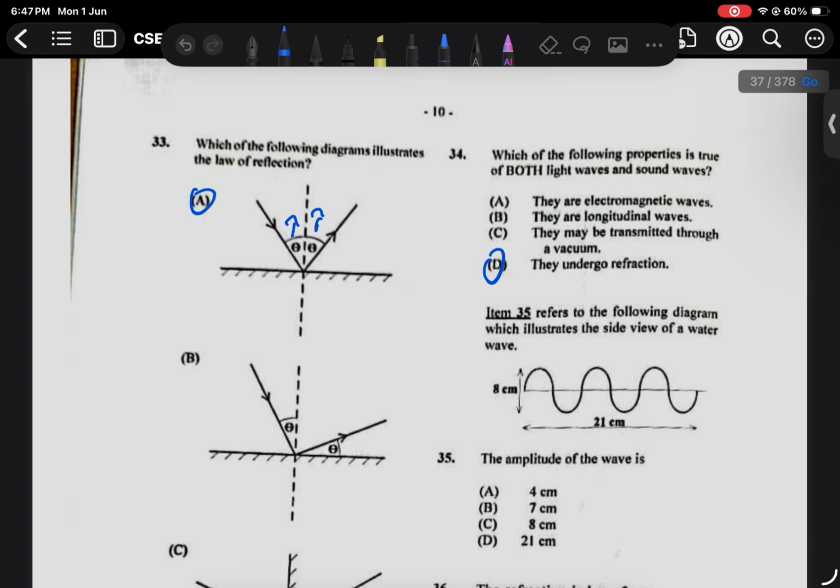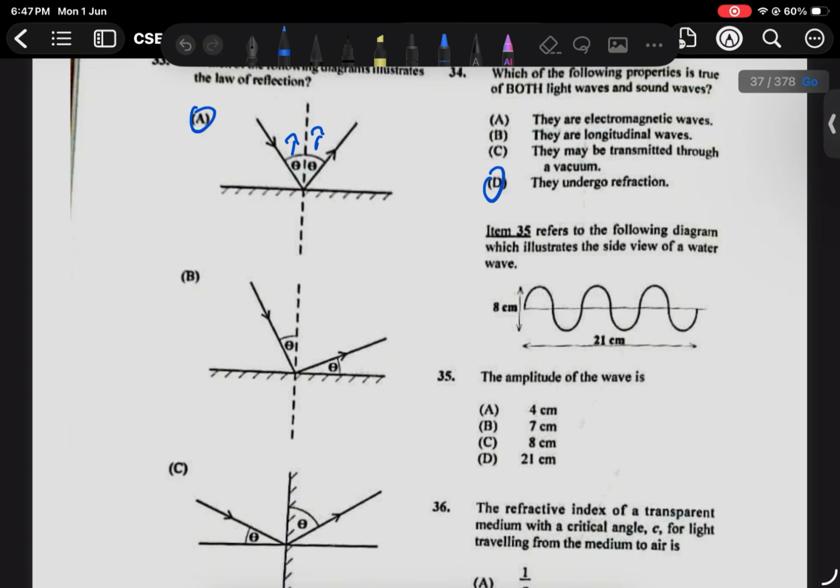Item 35 refers to the following diagram, which illustrates a side view of a water wave, a transverse wave. The amplitude of the wave is the maximum displacement away from the equilibrium point, so that would be 4.